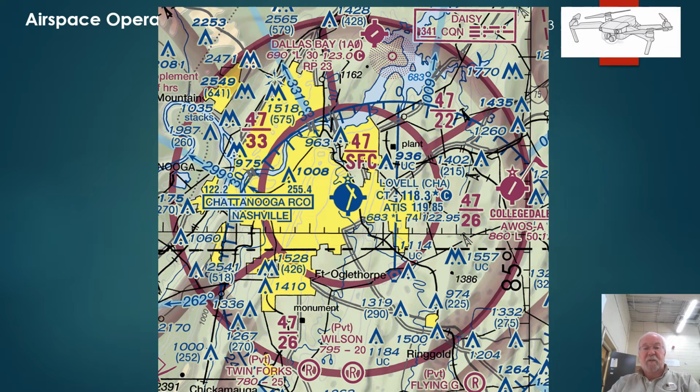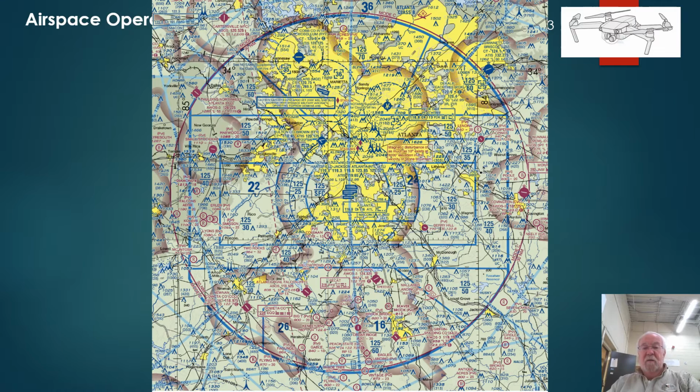Class C, solid magenta. Okay, here's another one. We've looked at this chart thousands of times during this course of study, but still I'm going to ask you what class airspace is this around the Atlanta International? Well, obviously the Class B is solid blue lines around the airport with segments.